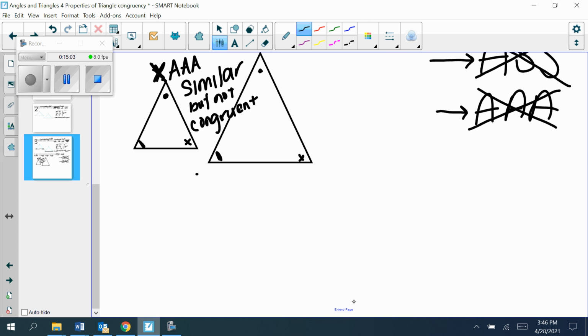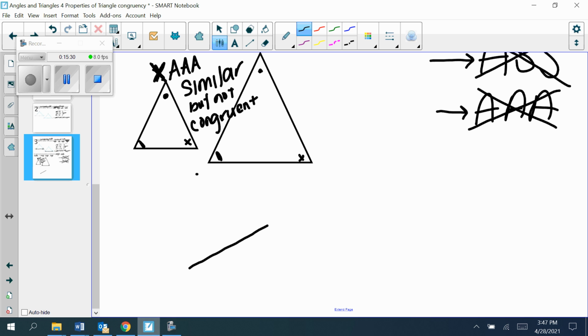We also can't prove triangle congruence by swearing. So I'm going to draw out a triangle. It's always kind of hard as a non-artist. Nope, I think I need more of an angle than that. There we go.